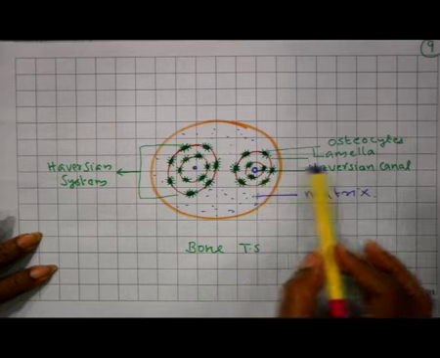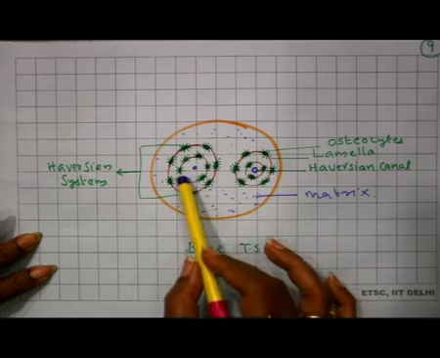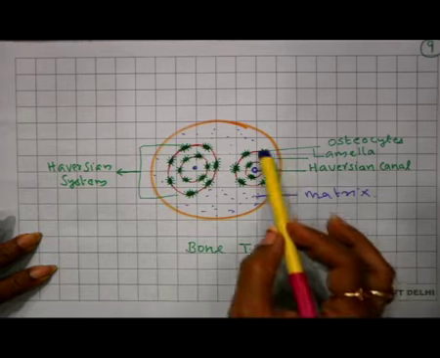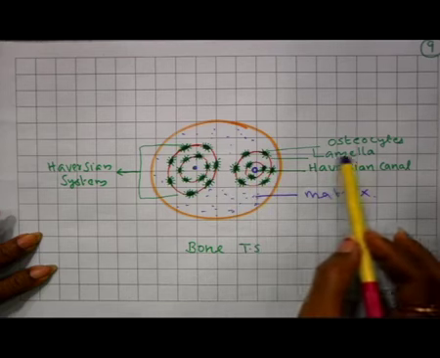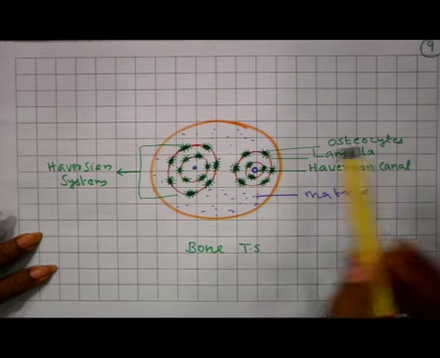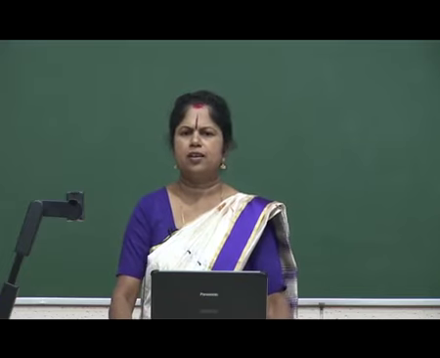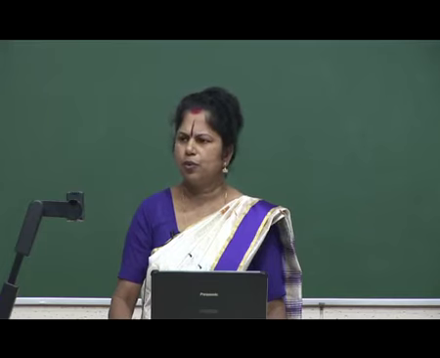It contains blood vessels, nerves and even lymph vessels also. Here around this Haversian canal, the cells are arranged in concentric rings. Which cell? Yes, osteocytes. Osteocytes are arranged in concentric rings, and these rings or layers are known as lamellae, plural. Then each of these osteocytes is arranged in an empty space, and that space in which the osteocytes are arranged is known as the lacunae. Lacunae means empty space, and this space is not empty, but it contains the bone cells, that is the osteocytes.